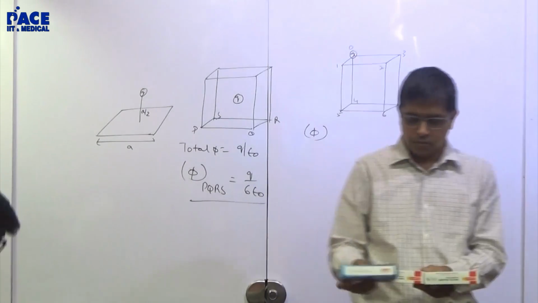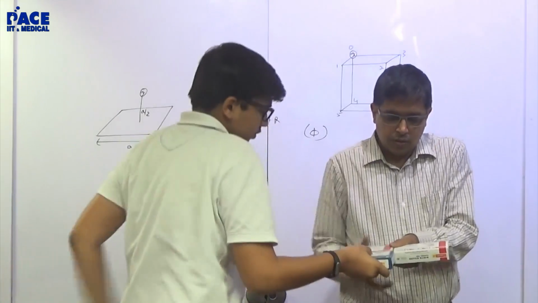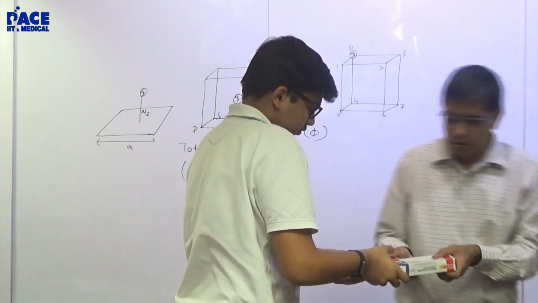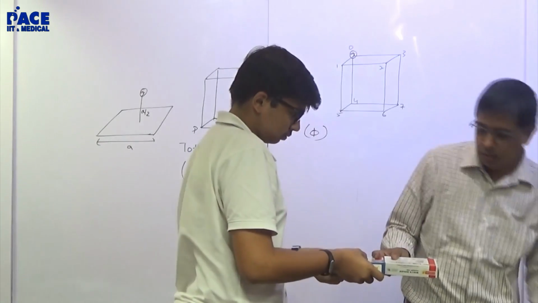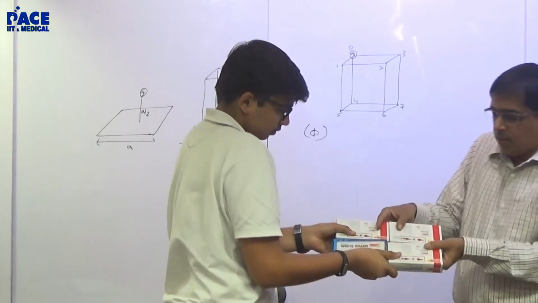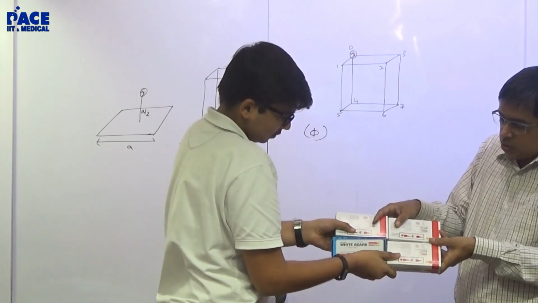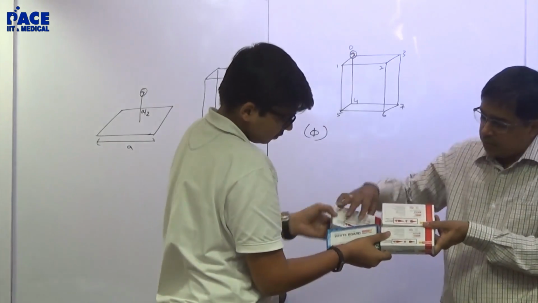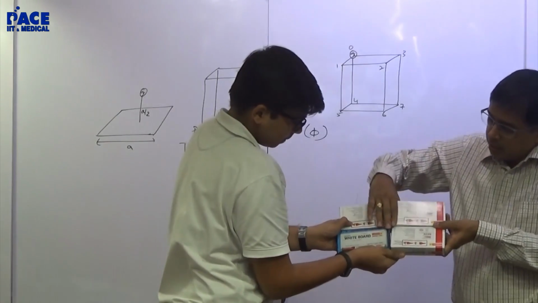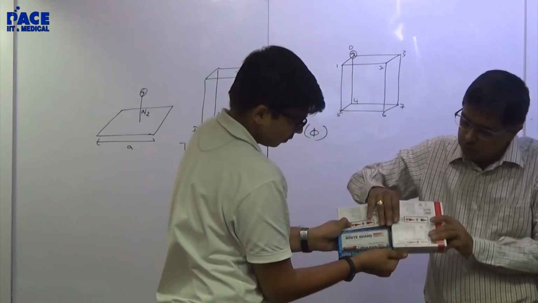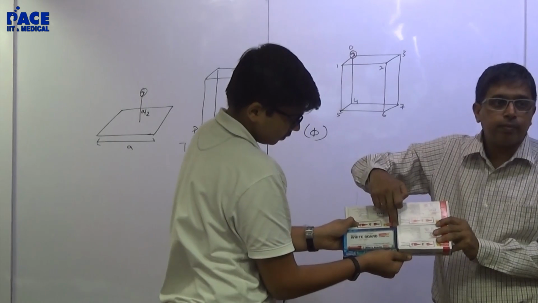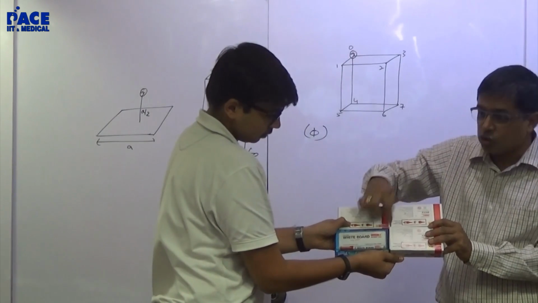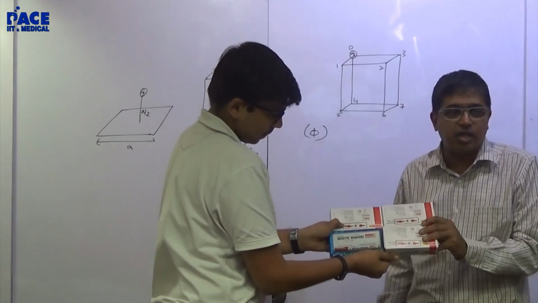Here. Hold this. Bend it. Right? You're holding those two. Pull this two. Pull your hand back. I am speaking about this corner, 4 on this platform, 4 on the above platform. This corner is shared by 8 cubes. Are you able to visualize that?